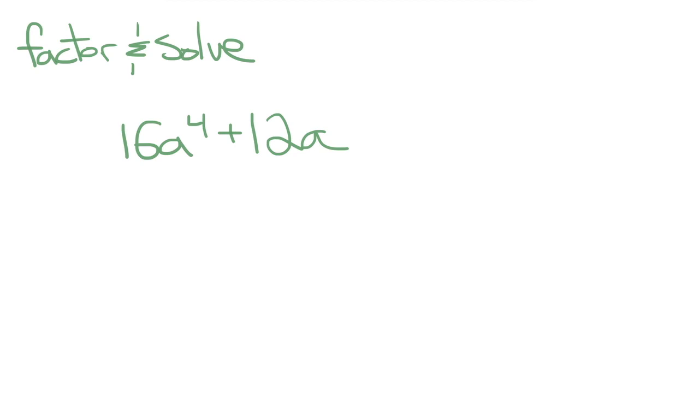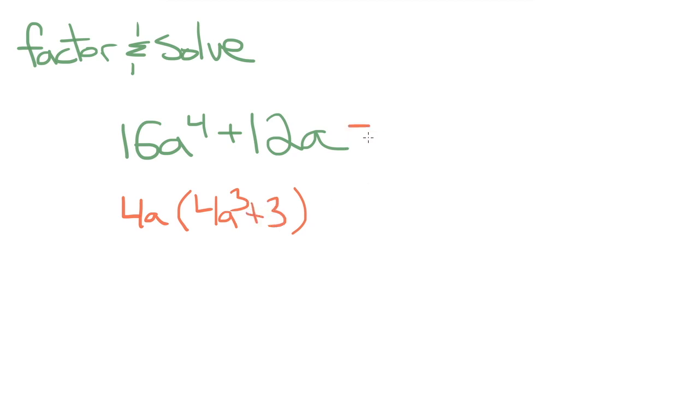So take a look at that, 16 and 12. What is your GCF of 16 and 12? I think it's going to be 4. And a to the 4th and a, there's only one common a. Great. So now, what do we end up getting? 4a times what is 16a to the 4th? Well, that's going to be 4a to the 3rd. And 4a times what is 12a? It's going to be 3.